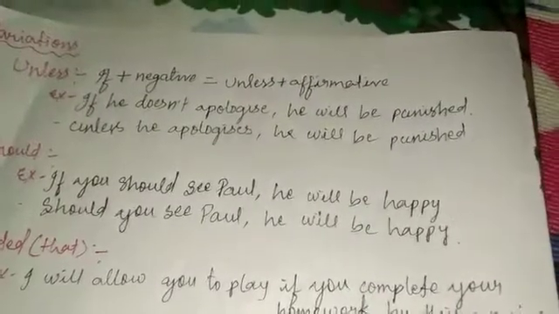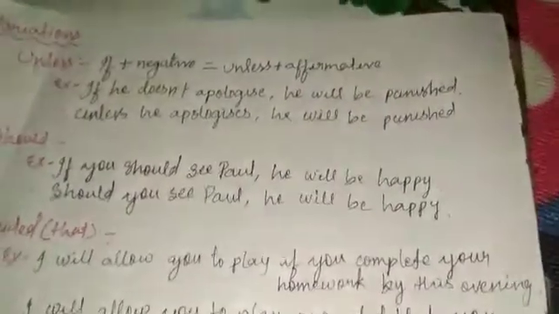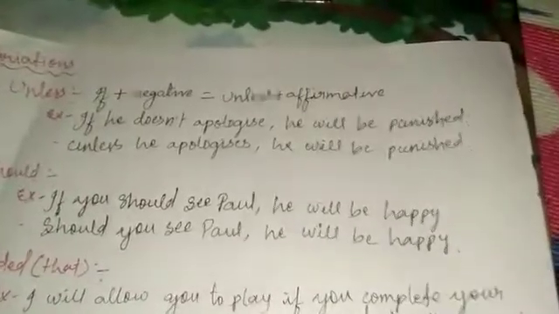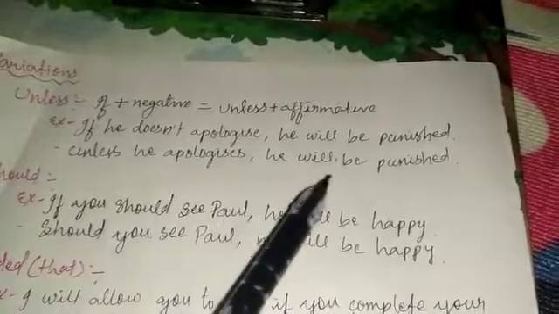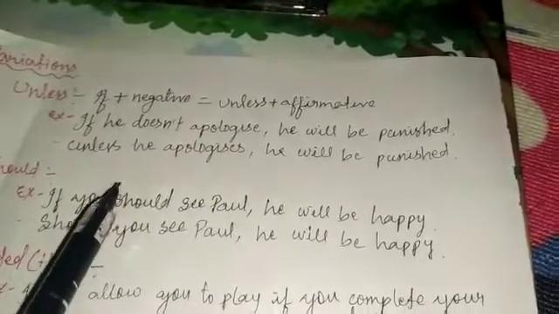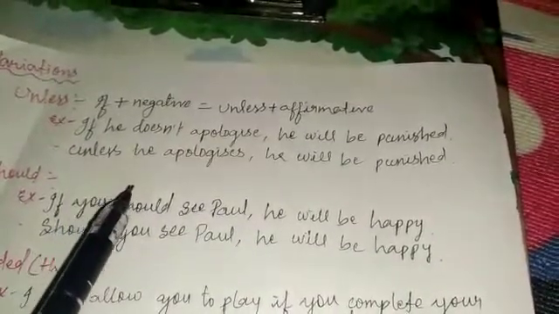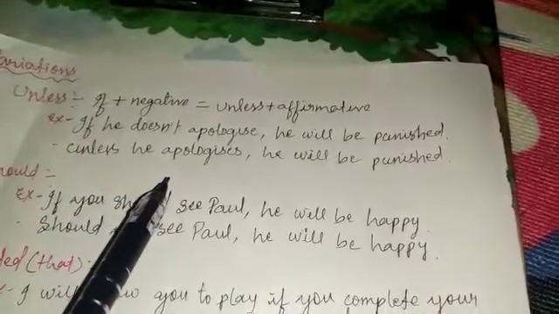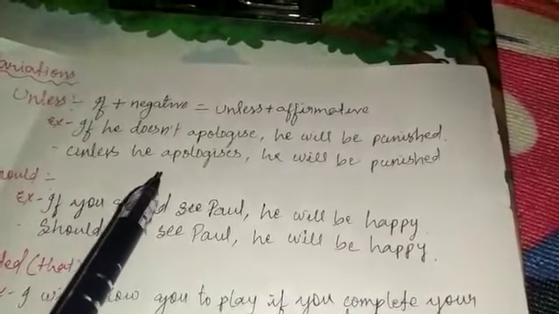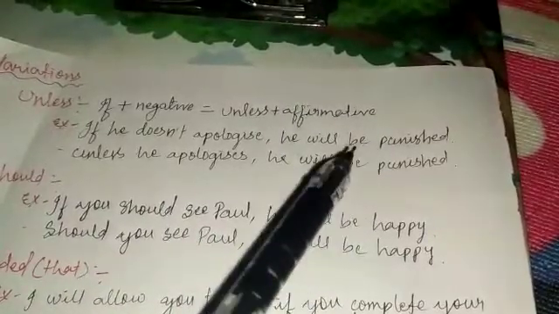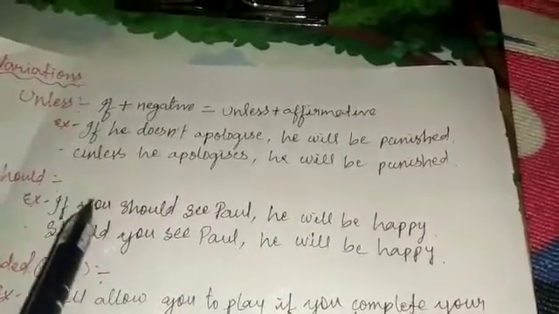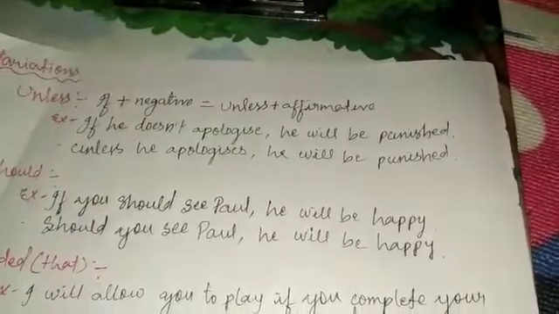Example: if he doesn't apologize, he will be punished. You see, if he doesn't apologize is a negative sentence. And when we use unless instead of if, the sentence becomes affirmative. Unless he apologizes, he will be punished. So that's how we use unless instead of if.